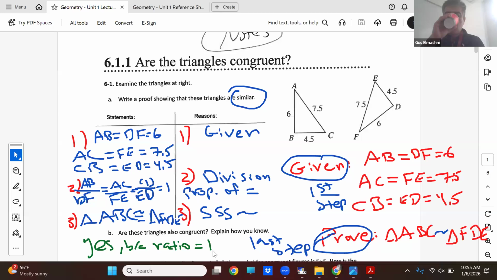Could you just say SSS with the congruent symbol for part B, or do you have to explain what the ratio is? Just that the ratios are 1 to 1. I mean, all the sides are equal. You could say that too. That's fine. Sure, that's fine.